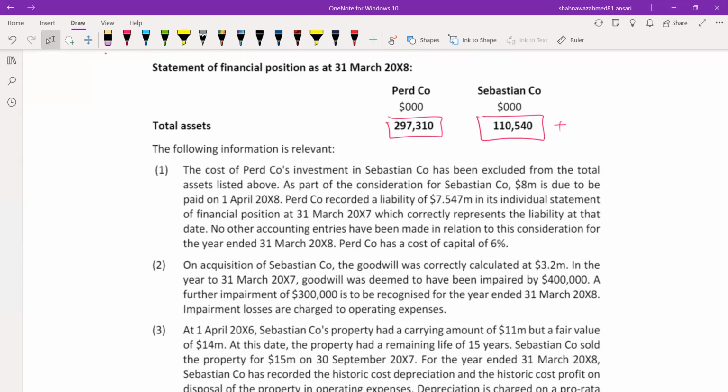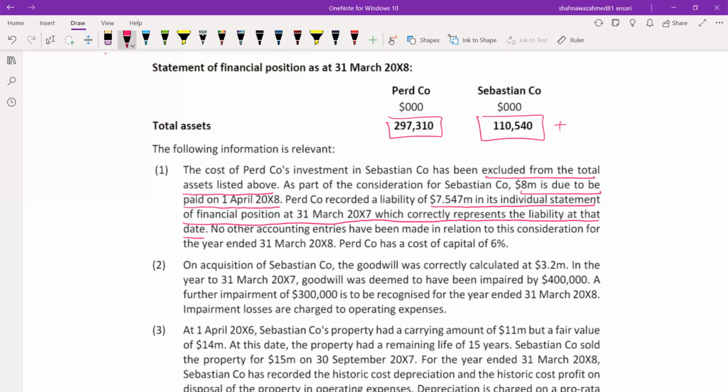So adjustment number 1 says that the cost of P's investment in S has been excluded from the total asset listed above. It's not included in 297310. As part of the consideration of S, 8 million is due to be paid on 1st April 20x8. P has recorded a liability of 7.547 in the individual statement of financial position, which correctly represents the liability at that date, at 31st March 20x7. No other entries have been made in relation to this consideration.